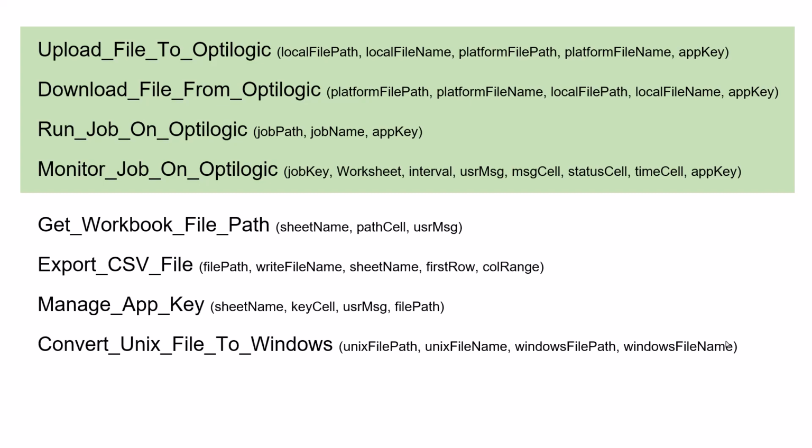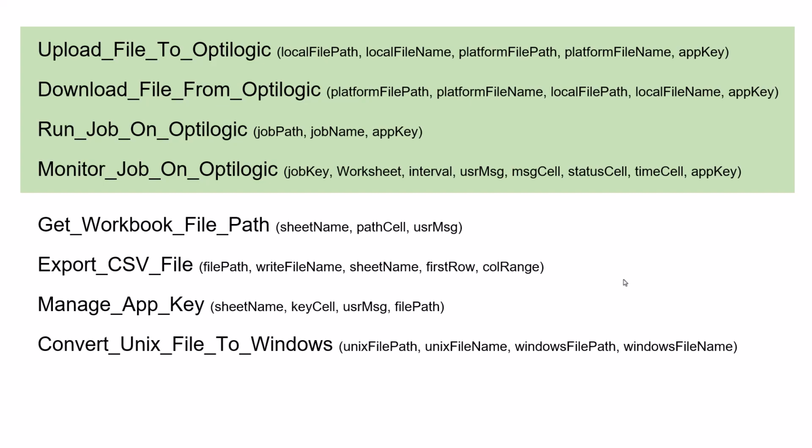And then we'll also look at running jobs on Optilogic. So this is going to be the logic that might update the model, run a scenario, and then be able to export results. And we'll also learn how to monitor that job. So locally in the Excel app, we can see how that job is progressing on the Optilogic platform.